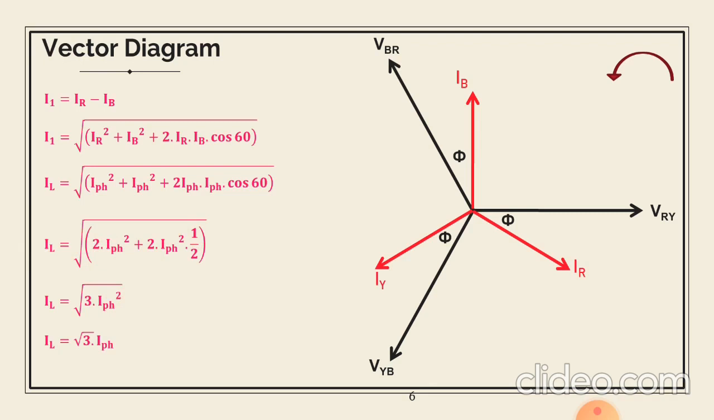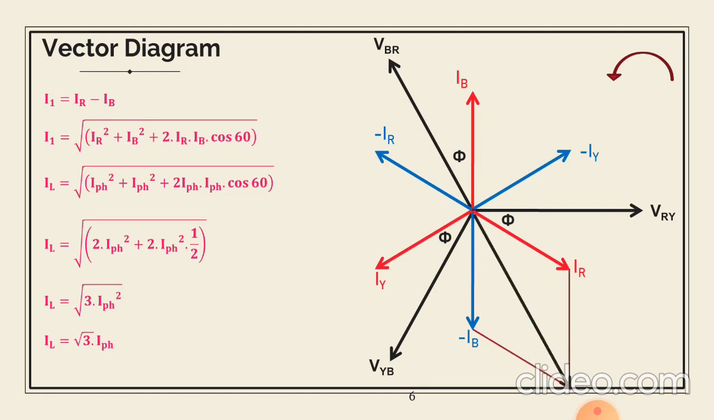Now let us draw the vectors. Equal in magnitude, but I am drawing opposite in direction, so that is minus IR. Similarly, I can draw minus IY and minus IB. Now I have got IR as well as minus IB, and the resultant vector will be achieved by drawing a parallelogram. So this is the resultant vector I1. That is the line current.